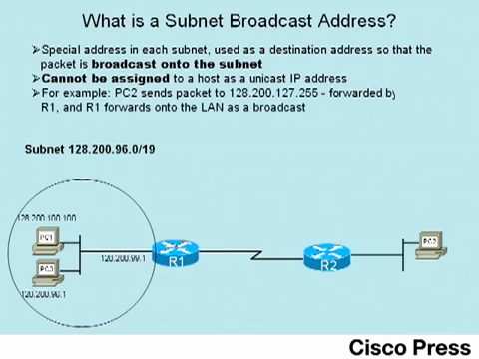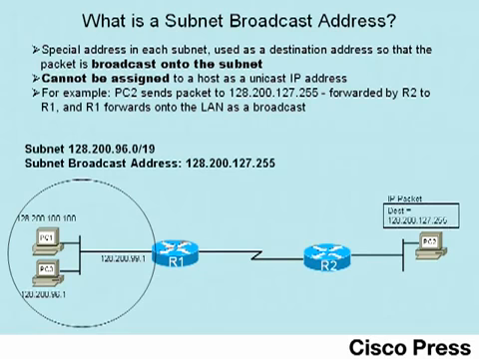For instance, here, PC2 is going to send an IP packet to address 128.200.127.255, which is the subnet broadcast address of the subnet on the left. So let's take a look at what happens. First of all, PC2 sends its packet, and as usual, PC2 says, all right, this packet is destined to an address in a different subnet. Let me send the packet to my default gateway, in this case R2. R2 makes a simple routing decision and says, oh, the subnet that this address is in is on the left, let me send this packet over to R1.